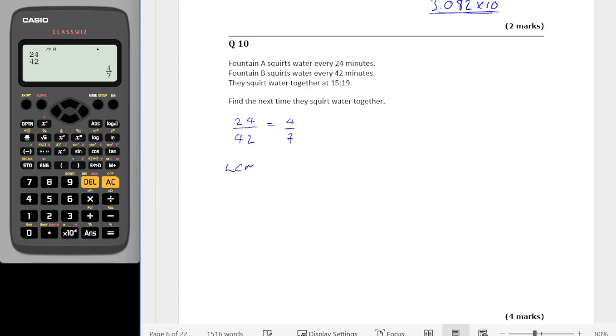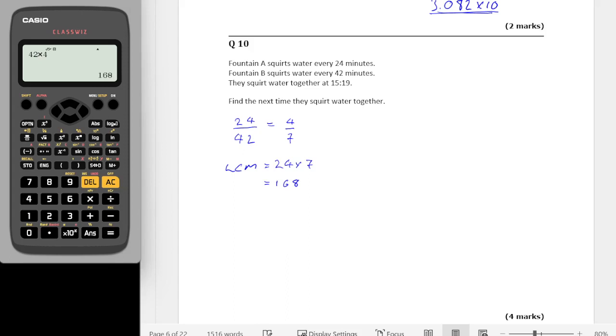The lowest common multiple can be found by either doing 24 times 7, so the numerator 1 times the denominator of the other, or the other way around. So I'm going to do 24 times by 7, which is going to give me 168. And we'll just double check that. 42 times by 4 should also give us that. It does, yeah. So that's our lowest common multiple.